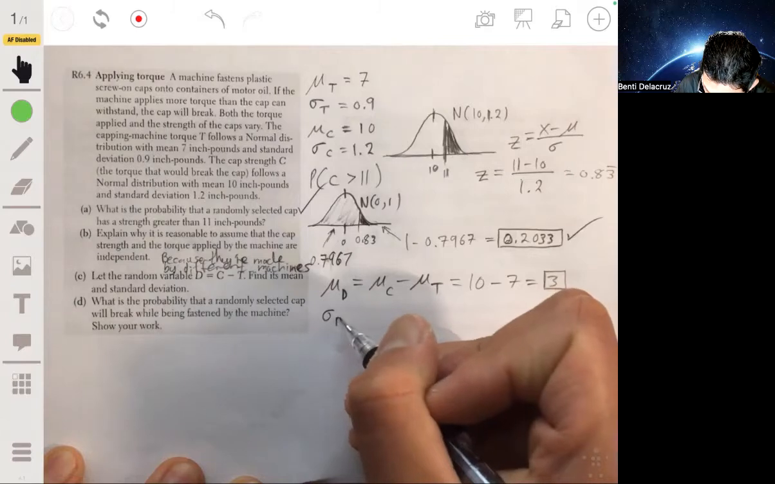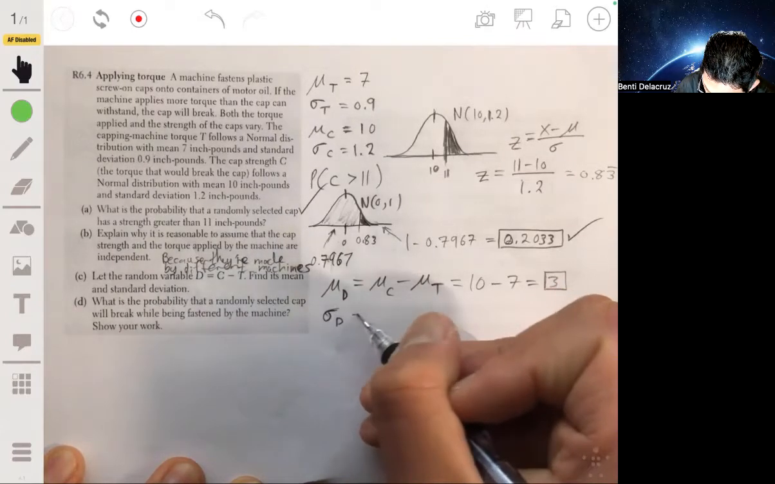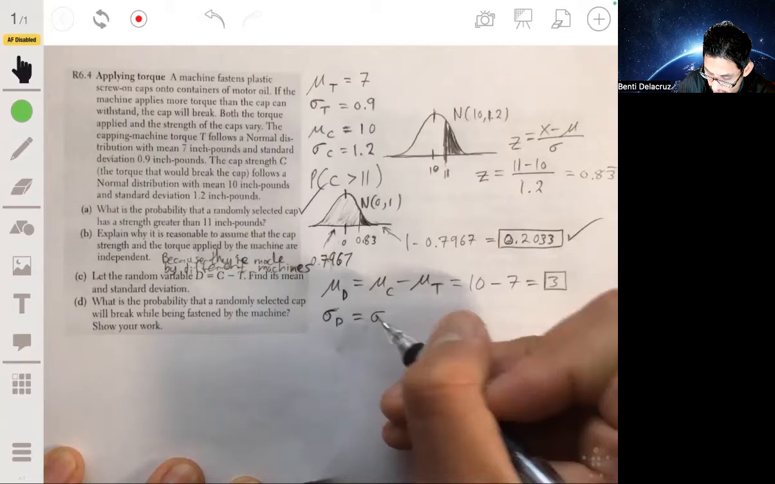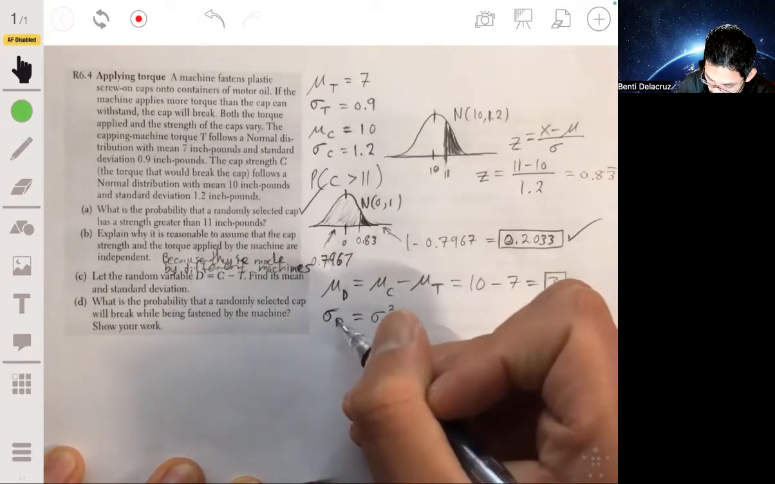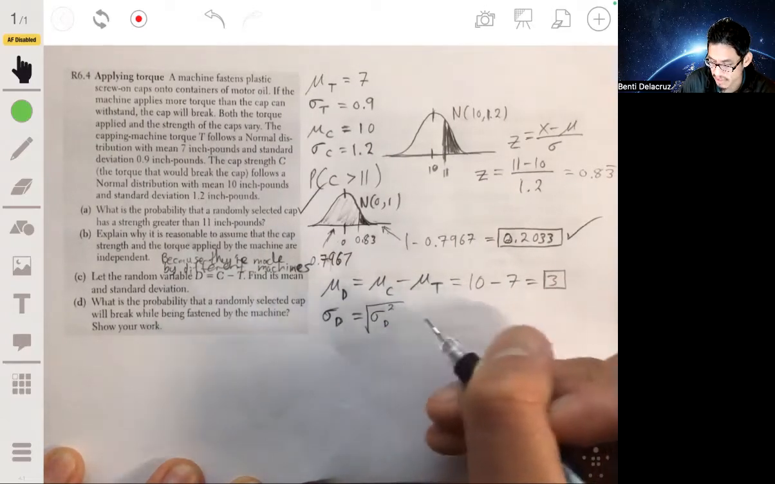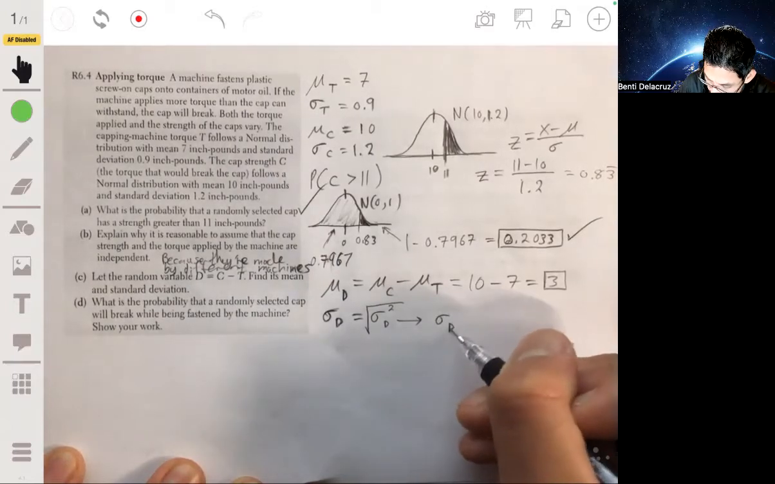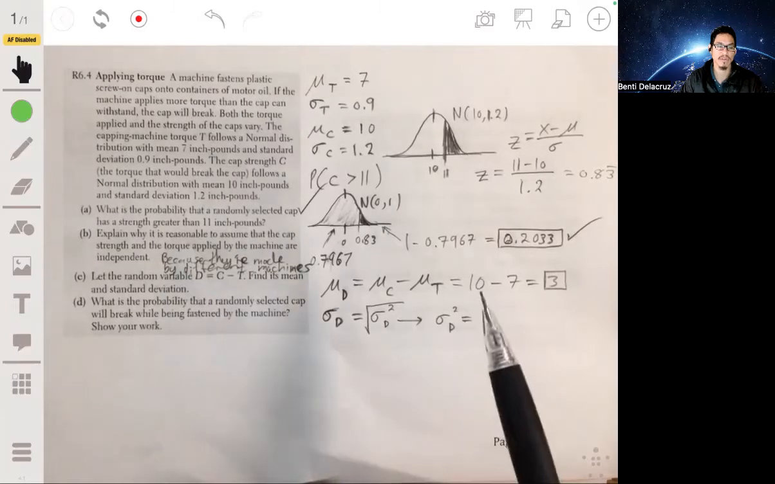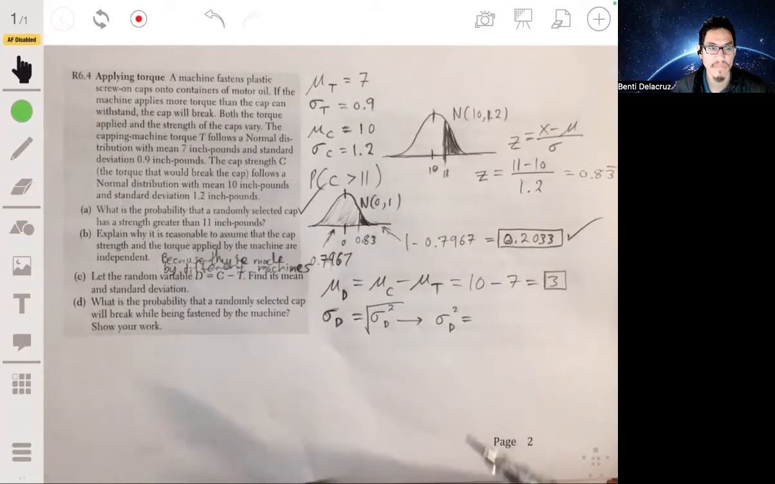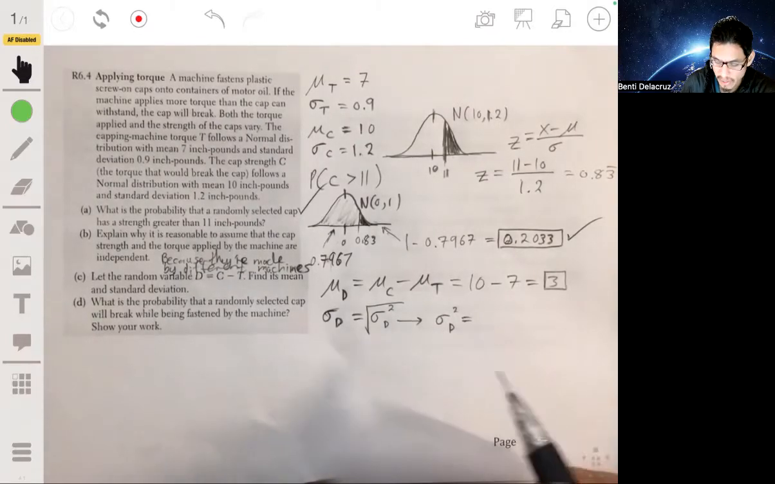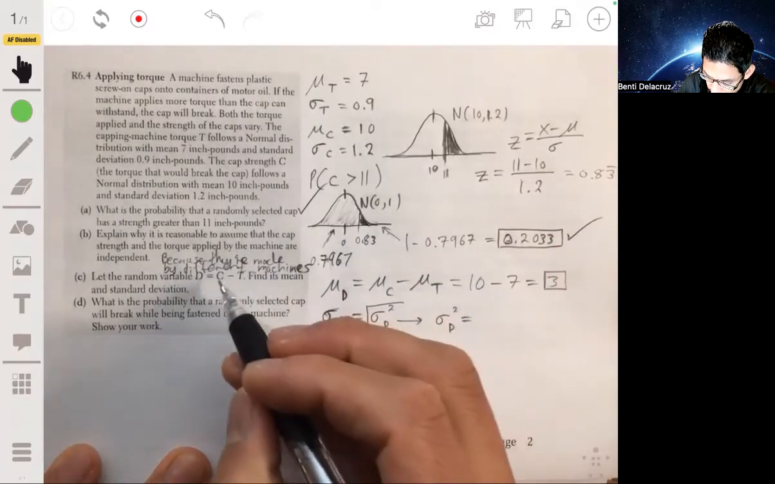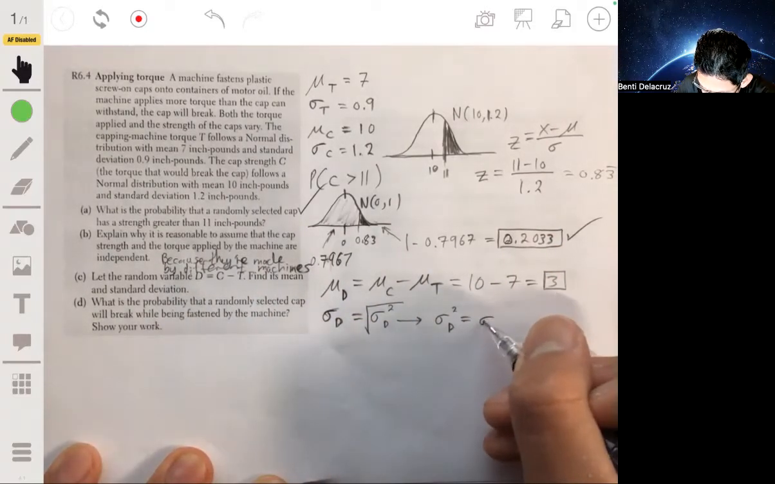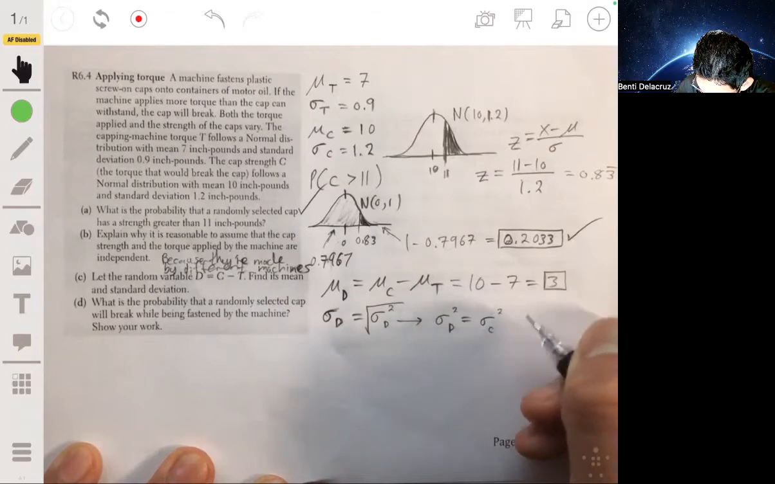Standard deviation of D, you're going to have to find the variance of D. Remember, the variance is the standard deviation squared. So the standard deviation is just the square root of the variance. So we have to find the variance of D. The reason is that you can't simply find the standard deviation by adding or multiplying or subtracting standard deviations. It's not going to be that simple, but it's easy to derive once you know the variance. So the variance of the differences of these two variables is actually going to be the sum of their variances. The variance of D is going to equal the variance of C plus the variance of T.